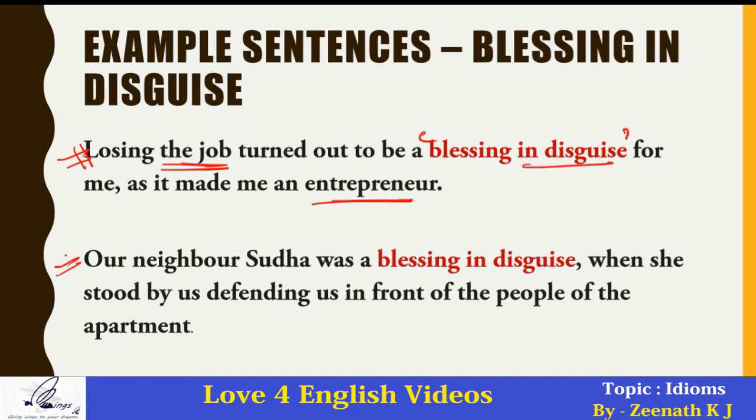The second example: our neighbor Sudha was a blessing in disguise when she stood by us, defending us in front of the people of the apartment. So I'm talking about a person named Sudha. Let's imagine that this person never liked me, and never spoke to me appropriately. She always spoke to me upfront, sort of. But when I was facing a particular problem from the people of the apartment, she became the blessing in disguise, and she stood by me, defending me in front of all the people. So whomever I felt was something bad, something evil, actually turned out to be a blessing in disguise.